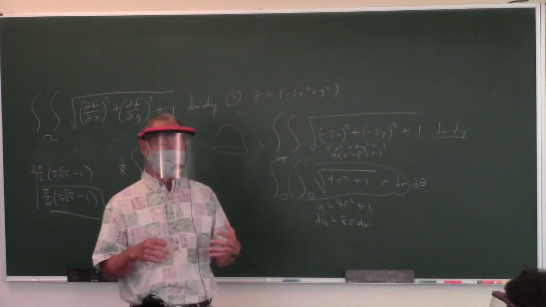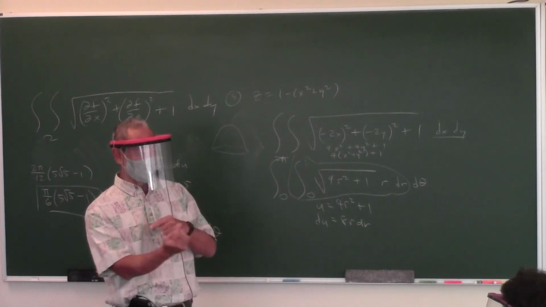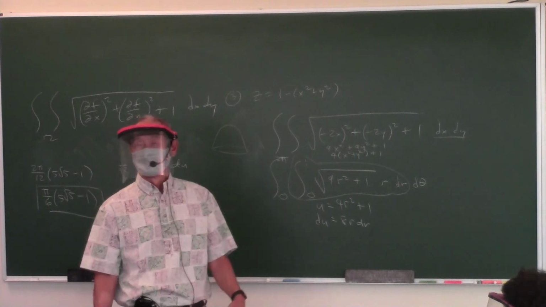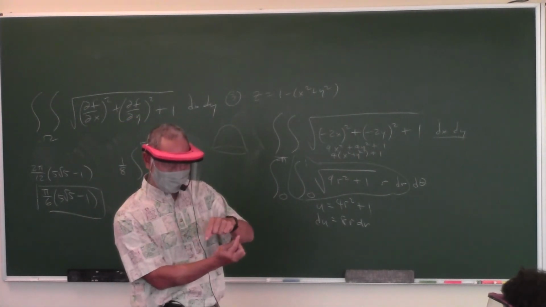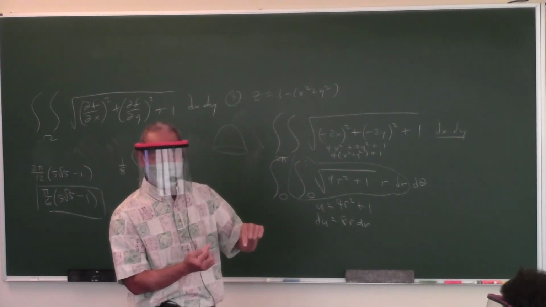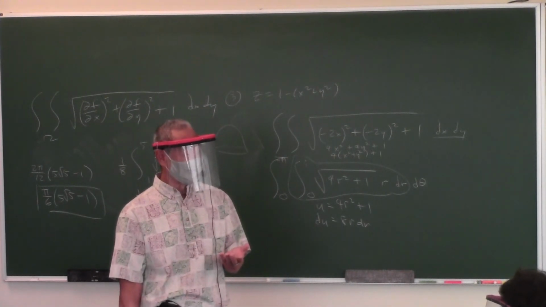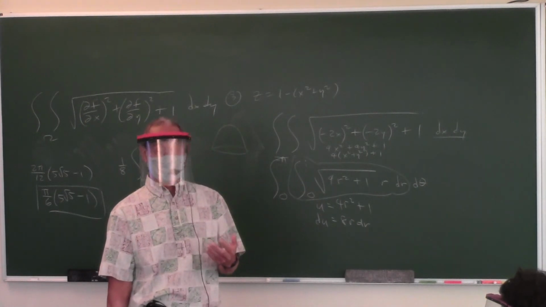Another one is called curl. Curl is like how an object tends to rotate. And the other one is divergence. You guys never heard these terms before in physics?